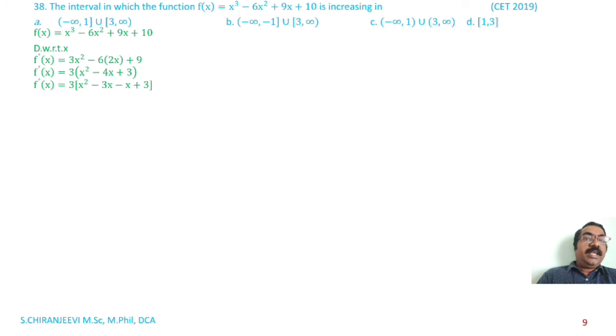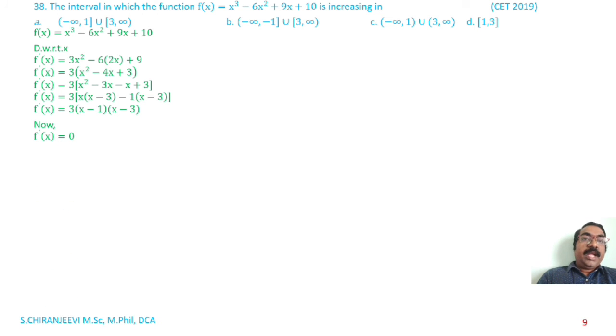Now splitting the middle term, we get it as 3 into x square minus 3x minus x plus 3. So taking x outside from the first two terms, it will be x into x minus 3. And taking minus 1 from the other two terms, it will be minus 1 of x minus 3. So f dash will be 3 into x minus 1 into x minus 3.